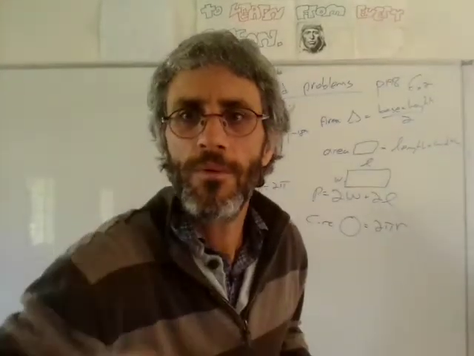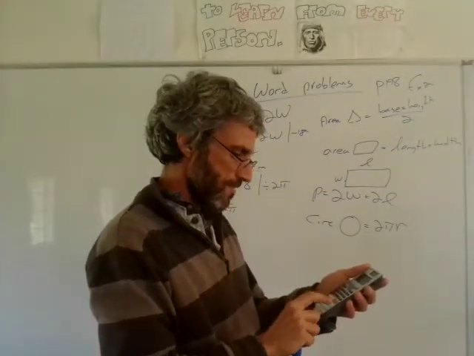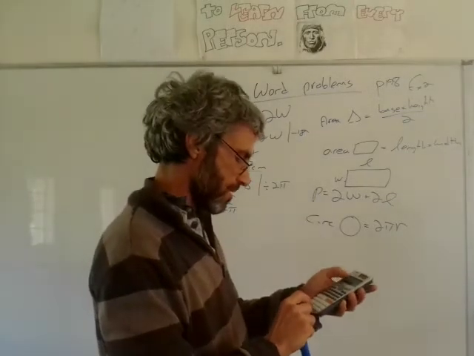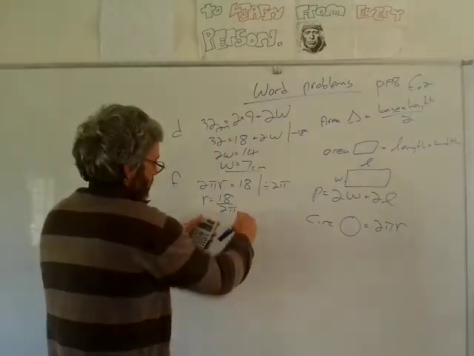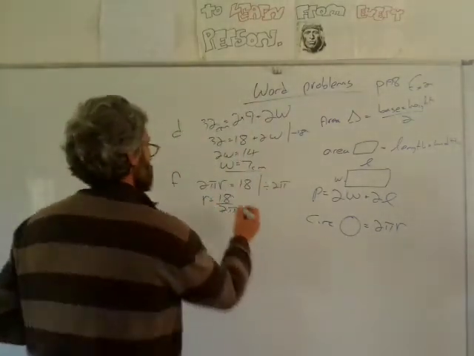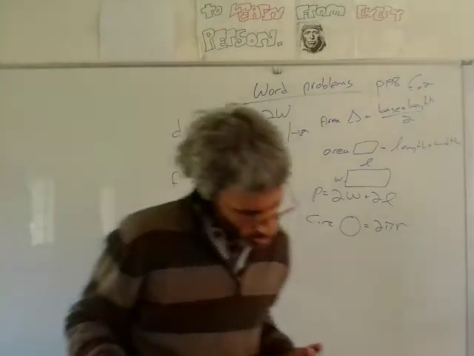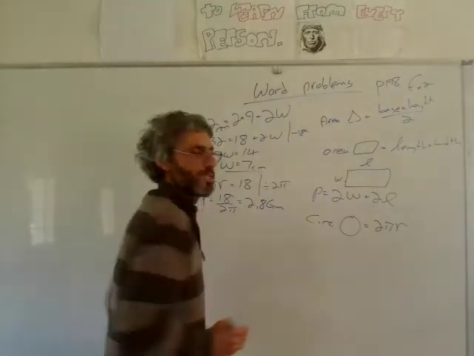Okay, so I'm writing 18 divided by, open brackets, 2 pi, close brackets. I have to put that in brackets. And I get 2.86. Yeah, so it's 2.86, 2 decimal places. Because I worked with centimeters, the answer will also be in centimeters.